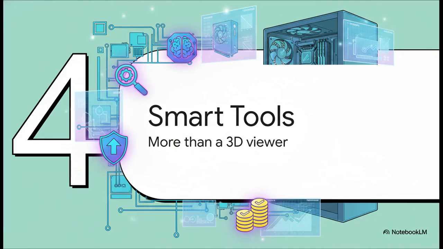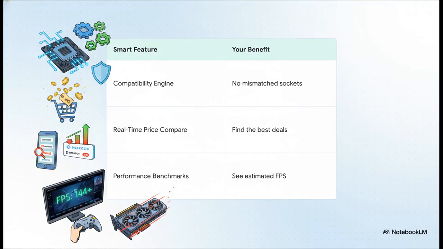But, and this is the best part, that amazing 3D viewer is really just the beginning. This whole platform is packed with intelligent tools running behind the scenes, all making sure you build a smarter rig. So for example, there's an intelligent compatibility engine. That means no more worrying about mismatched motherboard sockets or RAM that's too tall. The system just won't let you make that mistake. It automatically compares prices across different stores to find you the best deal. And get this, it even has performance benchmarks, so you can see your estimated FPS in games before you ever buy a part. You know exactly what you're paying for.